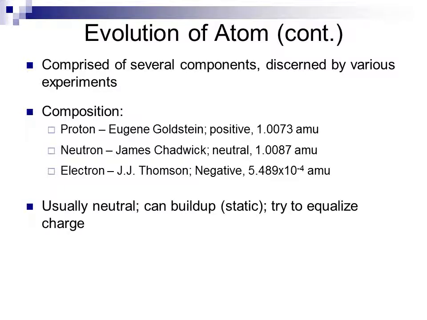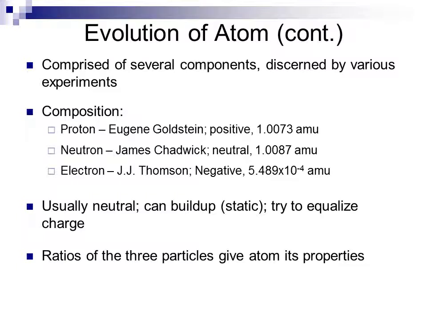Usually, particles or atoms will be neutral. They can build up charge or static electricity, but they will always try to equalize that. That's why you have static discharge. That's why you have combinations. If you do have charged atoms, like ions, the negative and the positive atoms will move towards each other in order to neutralize or equalize charge.